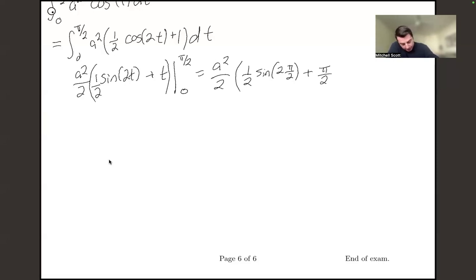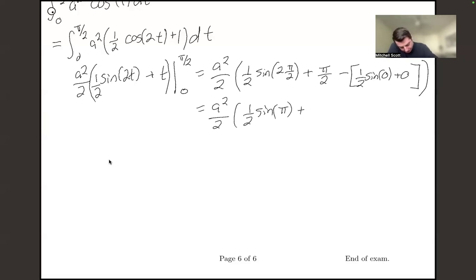And then we're going to subtract off where we evaluated at 0. And again, this is just an application of the second fundamental theorem of calculus. So we end up with 1/2 sine of 0 plus 0. And we're seeing that both of those are going to contribute nothing because sine of 0 equals 0. So what we end up with is a squared over 2 times 1/2 sine of pi plus pi over 2 minus 0. And sine of pi we know is going to equal 0.